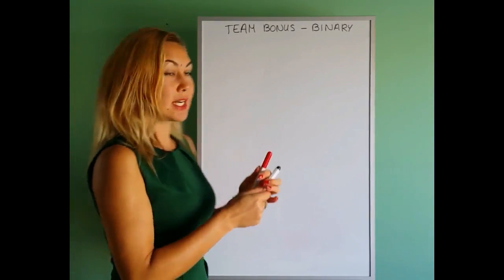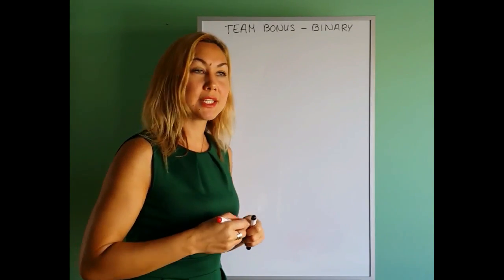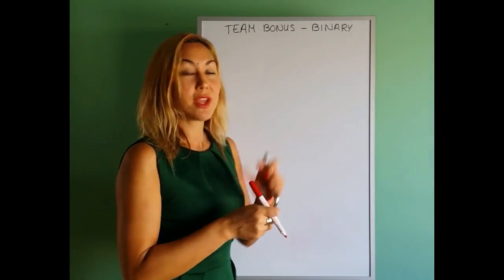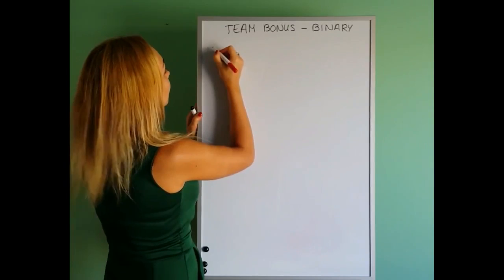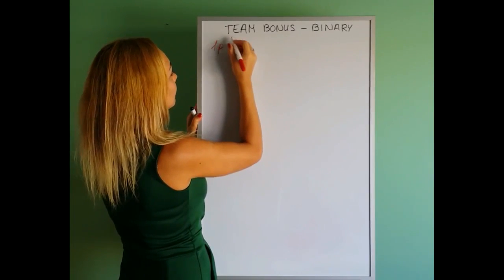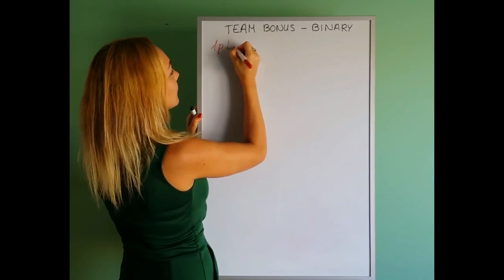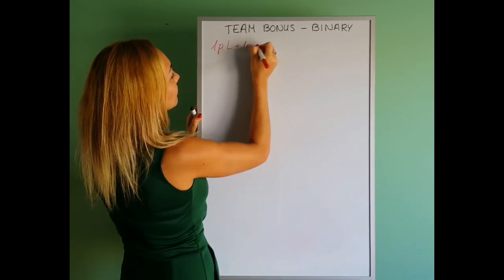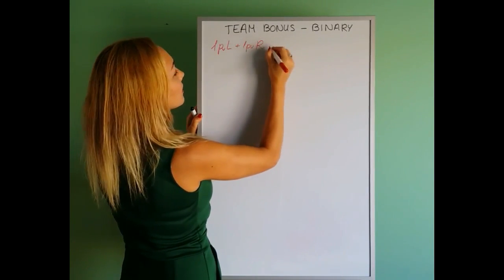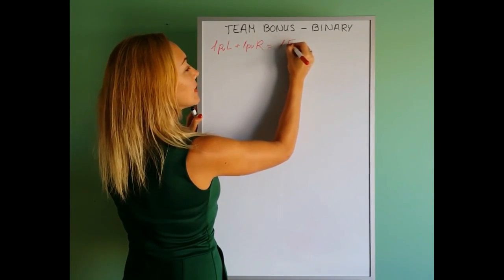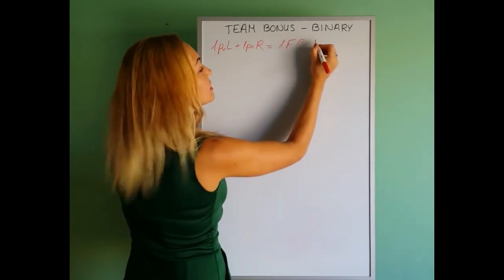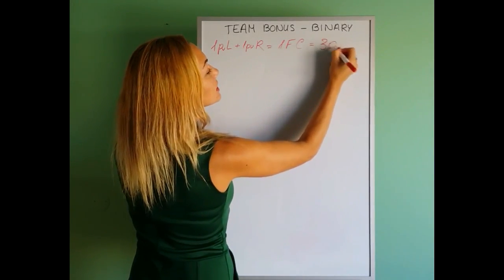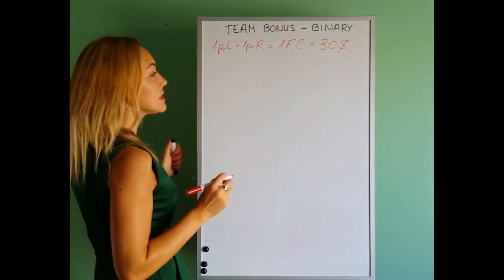Okay, and before we start, it's really important to memorize two formulas. The first formula means 1 point on the left plus 1 point on the right equals 1 financial cycle, which in turn equals $30. Okay, this is the first formula.